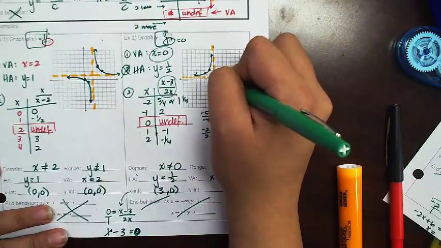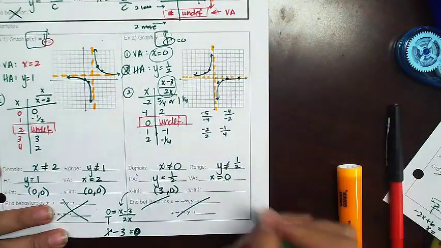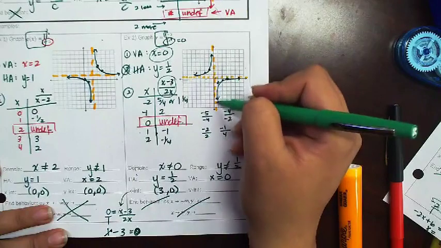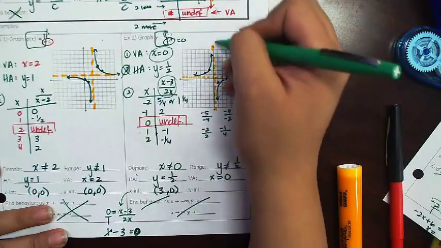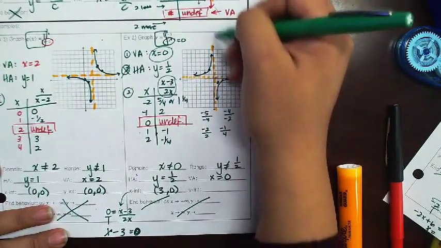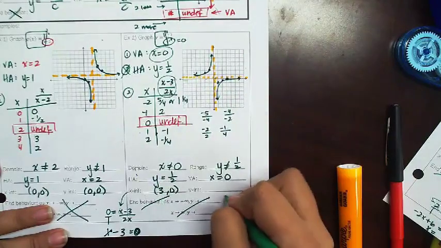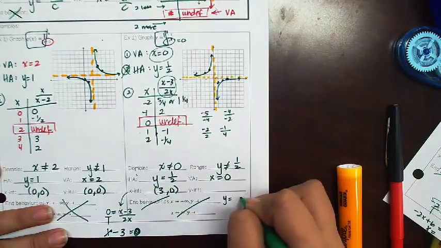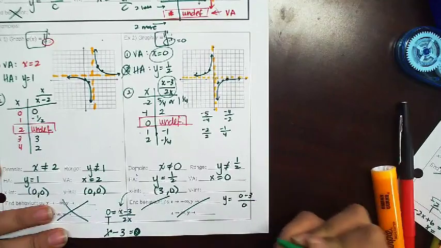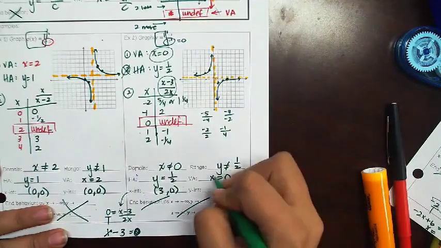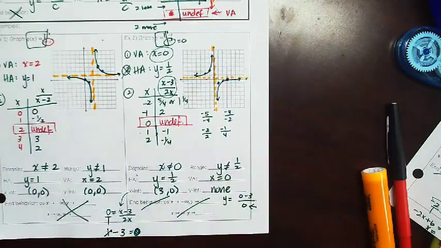So now I know it's going to hit 1, 2, 3. It's going to hit right there. The y-intercept, it doesn't have any. I can see it, and I also know that that's where the vertical asymptote is. But I can also verify, if I plug in 0 for x, I get 0 minus 3 over 0, which I'm not allowed to divide by 0. So then we say there is none.